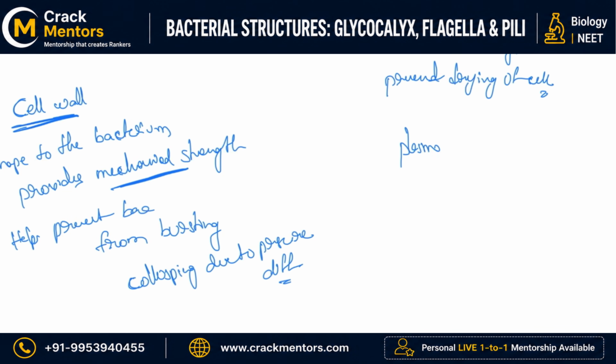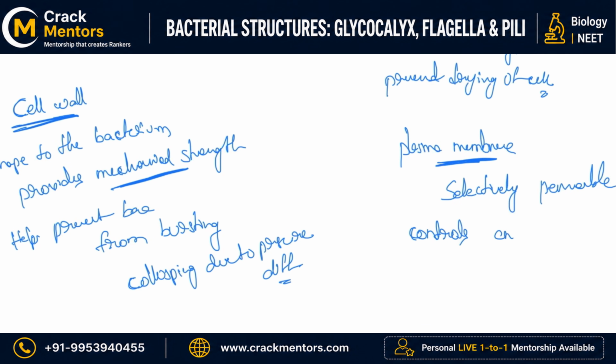Next we have the plasma membrane. Plasma membrane is the innermost layer of the cell envelope. This plasma membrane is selectively permeable. What do you mean by selectively permeable? That it does not allow all the components to enter inside the cell. It selects what to enter and what not to enter inside the cell. So what it does, it controls entry and exit of the substances.